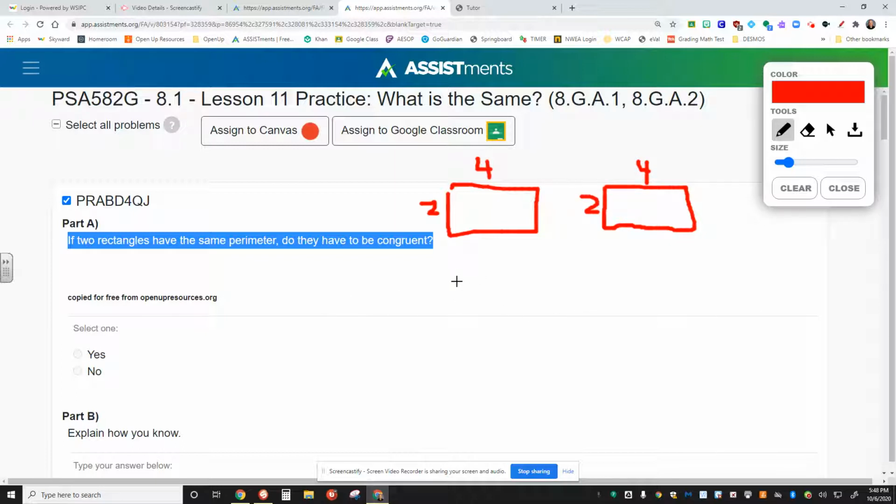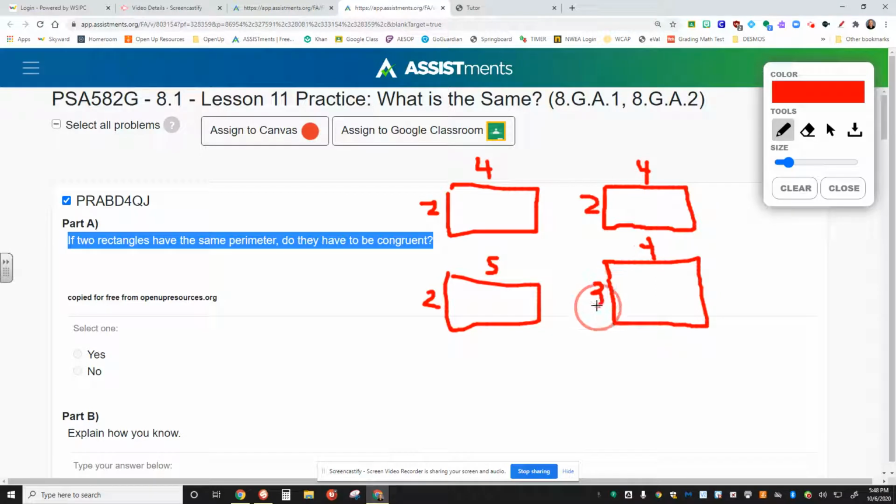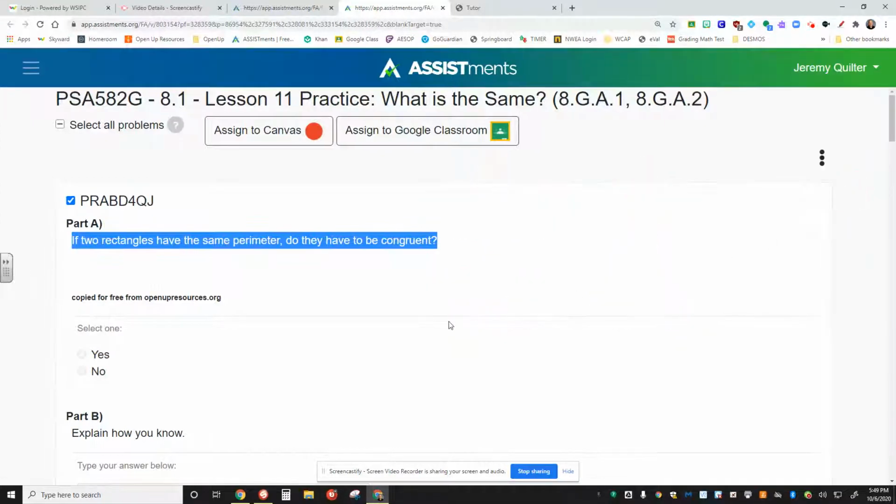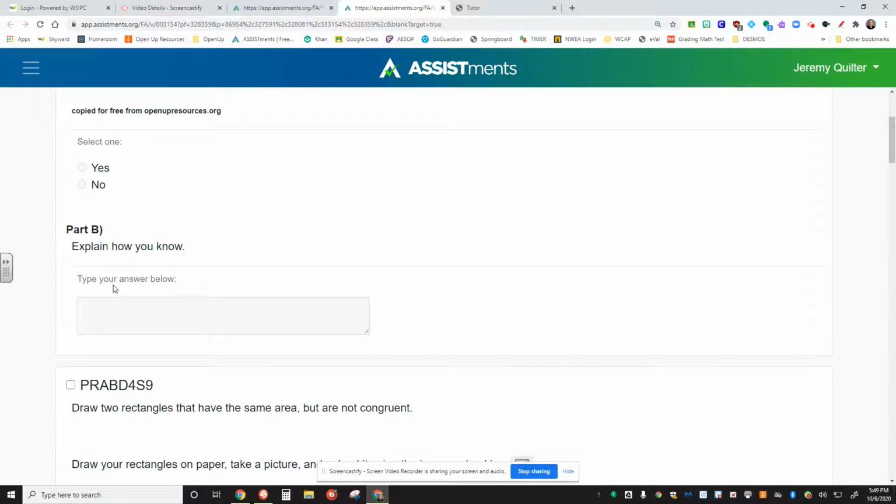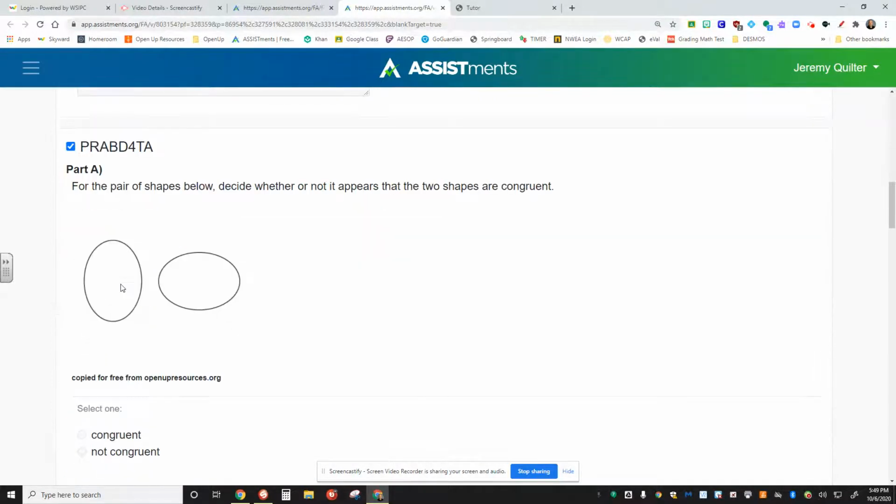Or is it possible that I could have rectangles that are a little bit different but still have the same perimeter, such as this one might be 5 and 2 and this one might be 4 and 3. Are these figures congruent? Take a little bit of time to think about that. Just because they have the same perimeter, does that make them congruent? Once you're done with that, explain clearly how you know. You get to skip over that one.